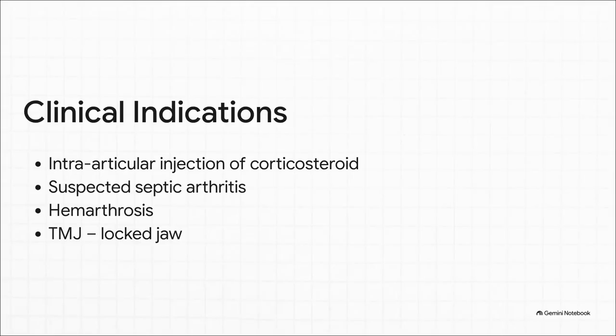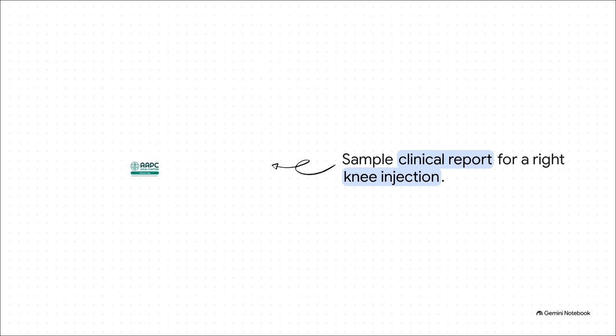So why do we even perform these procedures? Well, the clinical indications usually range from therapeutic to diagnostic. On the therapeutic side, you're looking at things like an intra-articular injection of a corticosteroid to calm down inflammation, or maybe treating a locked jaw at the TMJ. On the diagnostic side, the provider might be aspirating fluid to test for a suspected septic arthritis, or they might be draining a really painful hemarthrosis, which, if you're wondering, is just a buildup of blood in the joint space right after a trauma. Let's actually anchor these guidelines with a real-world case study.